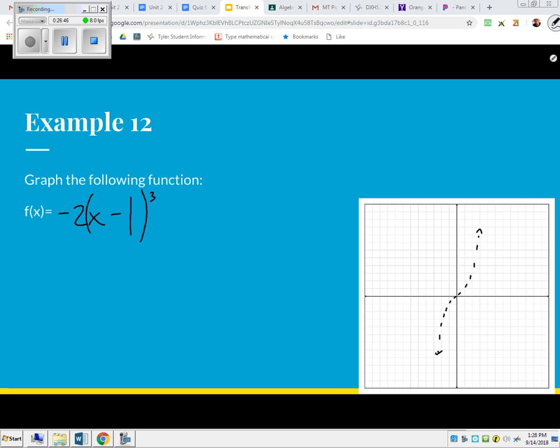Okay, I look inside parentheses, inside the function right here, and I have a -1. What is that doing to my snake? It moves everything to the right one. You guys agree? So now my snake is over here. From here, I start working away from the X.